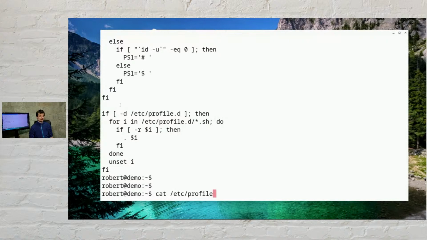Or is there an empty line here between the fi and the new if statement? There is an empty line. Are there some spaces within this line? Yeah, let's have a look.